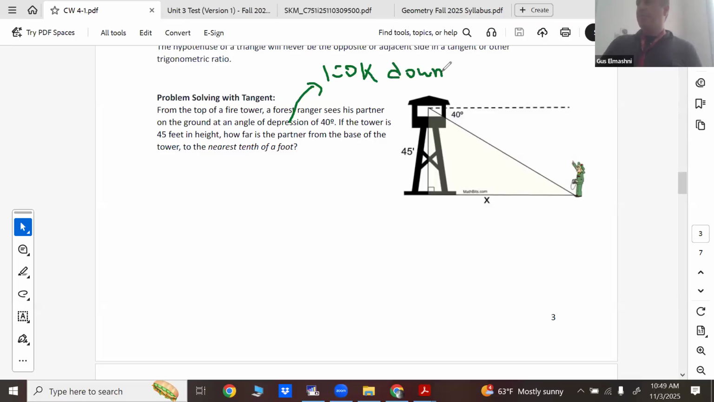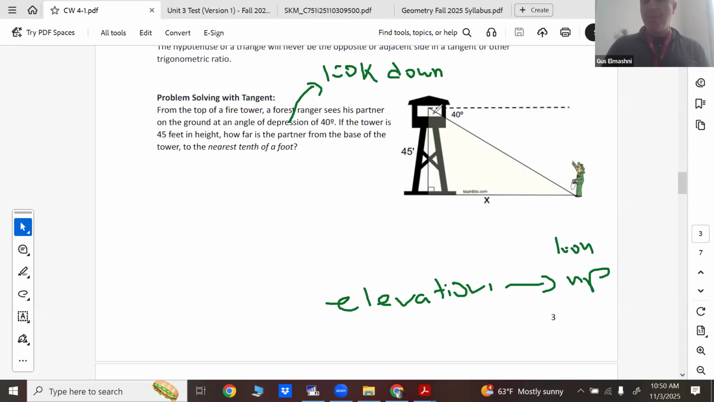Okay, depression. So there's going to be two terms we're going to use, depression and elevation. If your spirits are elevated, what does that mean? You're going to look up. That's up. If you're depressed, like you're sad, your head's probably down, right? So that's what's happening here. There's probably a guard here, and he's looking down. So his guard's right here, right? And he's got to look down. How far does he have to look down?